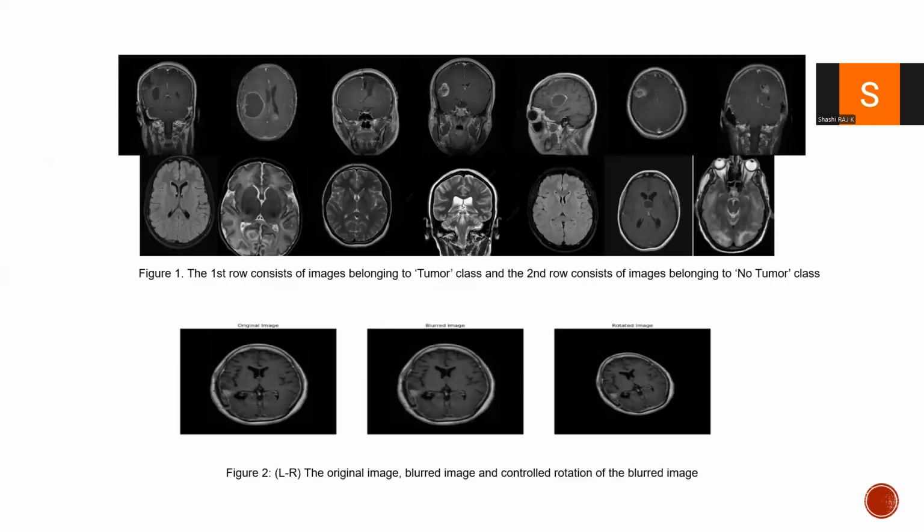Here we can see some of the images. The first row consists of images belonging to the tumor class and the second row consists of images belonging to the no tumor class. In Figure 2 you can see the original image, the blurred image, and the controlled rotation of the blurred images.